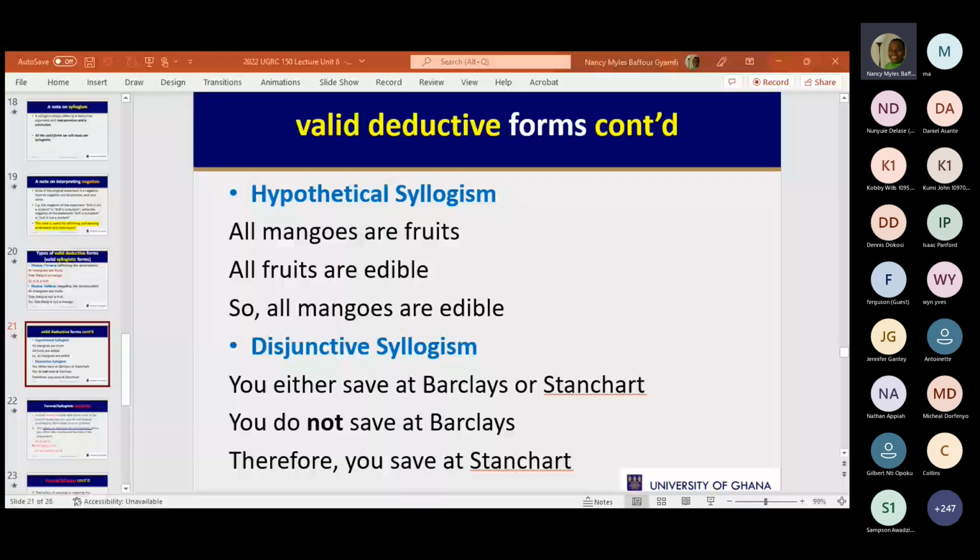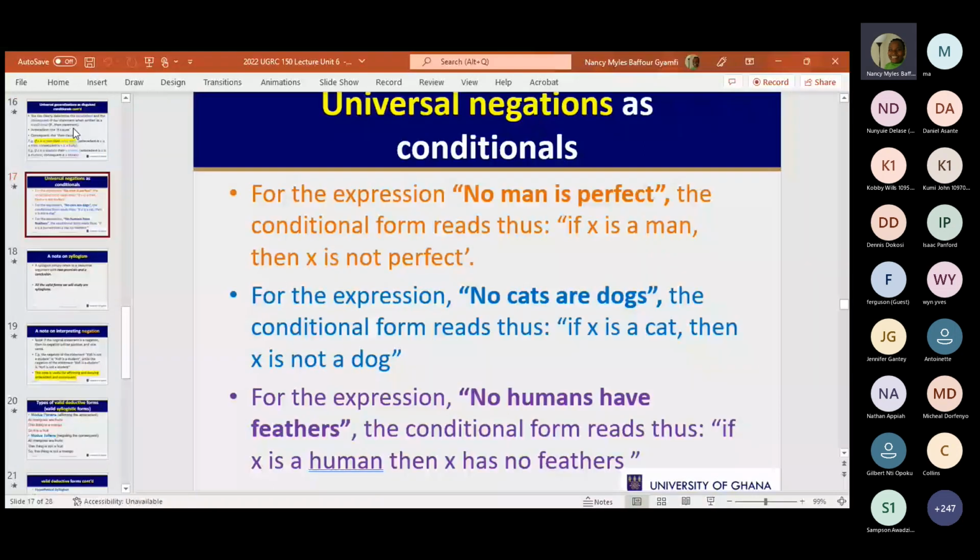Remember, let me just take you there. I may forget. Very important. Look on your screen now. Universal negations, I think we worked ourselves through. If I say no man is perfect, it's a universal statement, just like all men are perfect. Just that one is a universal affirmative, positive. The other one is universal negative. I said that.